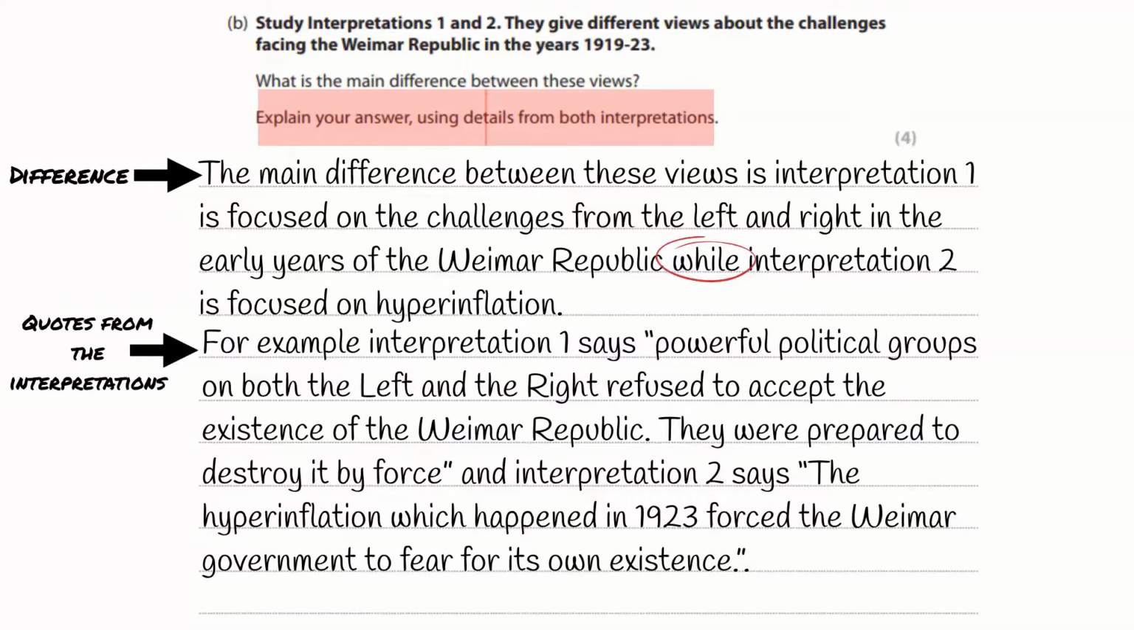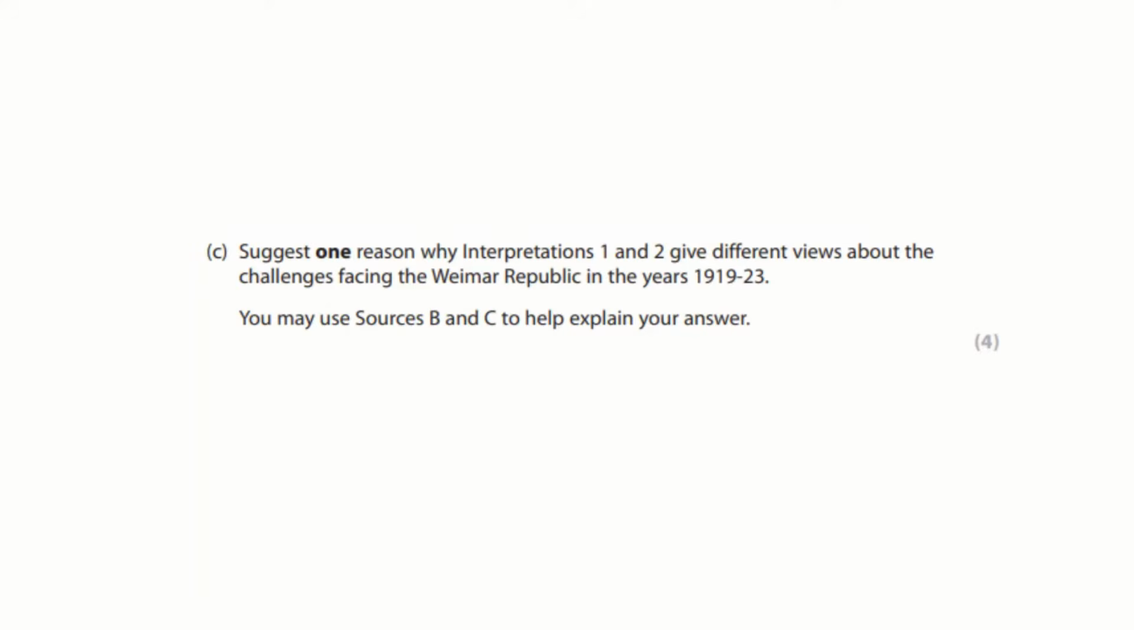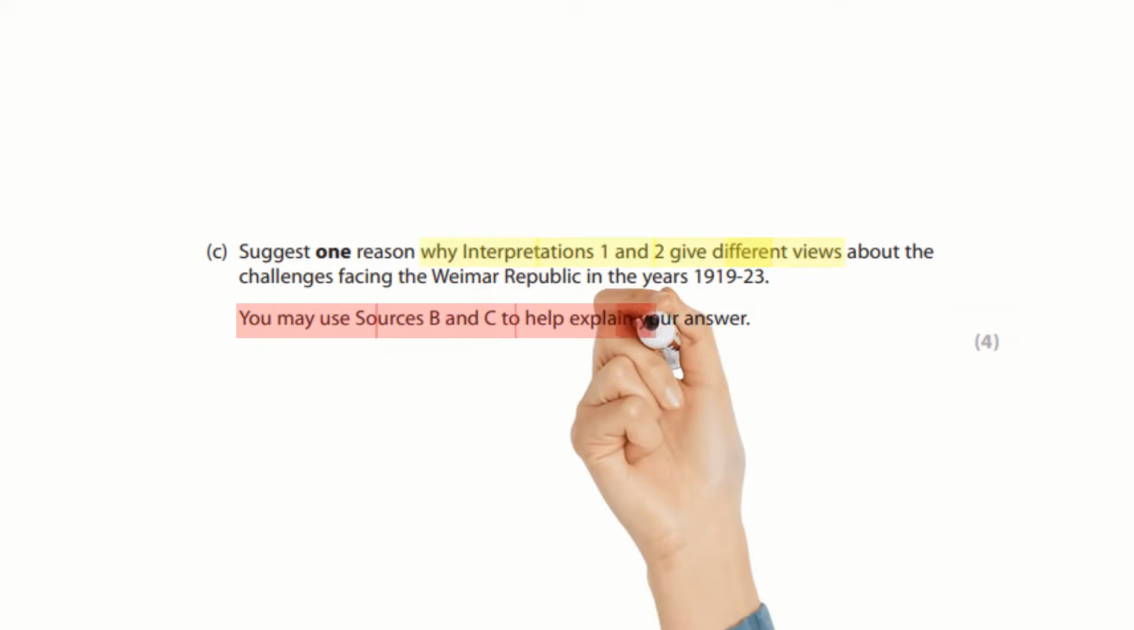So let's now move on to question 3b. The question says, suggest one reason why interpretations 1 and 2 give different views about the challenges facing the Weimar Republic in the years 1919 to 23. You may use sources B and C to help explain your answer. Again, the question's giving us some really big clues here. First, we just need to say why they have different views, and then it tells us we can use the sources from 3a to help us.